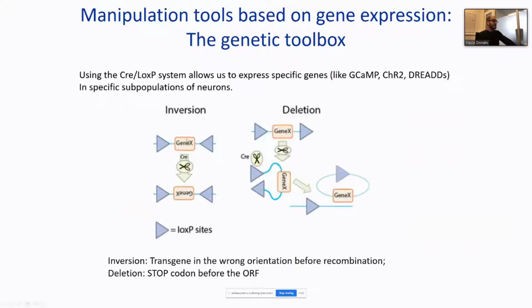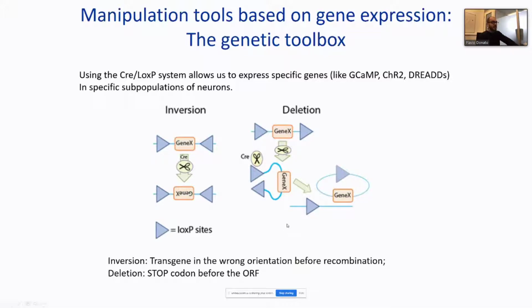Most of our ability to target specific populations is based on the recombinase system, like Cre or LoxP, which allows us to express specific genes in specific populations of neurons. There are two ways in which you can express an exogenous protein with Cre and LoxP. I won't go into detail because you have heard about this extensively during the course of study. You can either get the inversion of the transgene so that it goes into the right orientation for translation, or you can have a stop codon before the open reading frame of the gene so that the gene cannot be expressed.